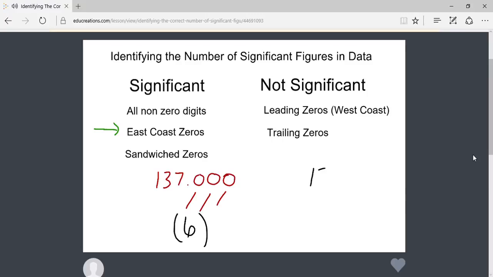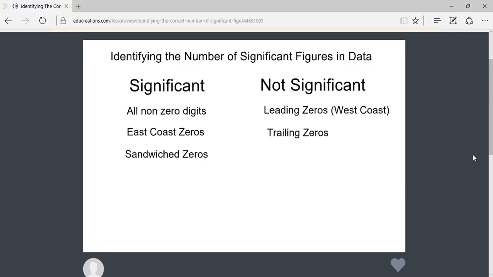Compare that to an amount written as 137, assuming that maybe we were measuring feet for each of these. 137 would only have 3 significant figures. A measurement made of 3 significant figures is far less precise and perhaps even less reliable than one with 6. Therefore, East Coast zeros can be thought of as zeros to the right of the decimal, or a 0 to the right of a decimal, or strings of zeros to the right of a decimal.